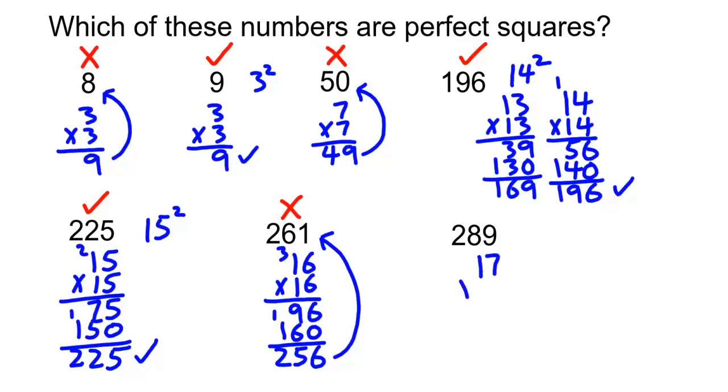And for 289, I'll try 17 times 17. 7 times 7 is 49. 7 times 1 is 7, plus 4 is 11. Place a 0. 1 times 7 is 7, and 1 times 1 is 1. Add them together. 119 plus 170 equals 289, which is the number. Therefore, 17 squared equals 289, and it is a perfect square.